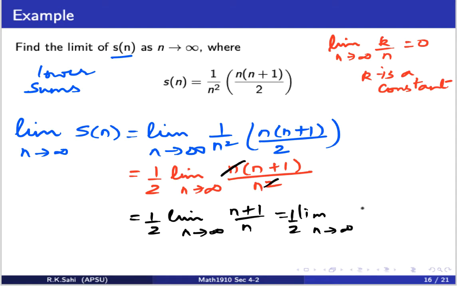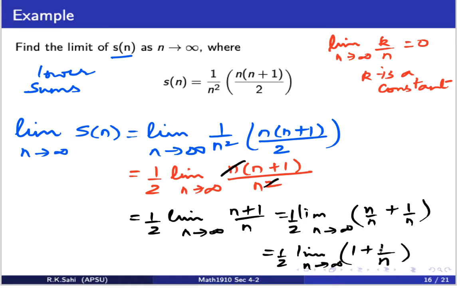Now you can separate the terms. It is n over n plus 1 over n. So what are we getting here? We're getting half, limit as n tends to infinity of 1 plus 1 over n. So what happens when I apply the limit to this expression? This one goes to 0. Remember that? That's what we're doing. This goes to 0. What are we left with? Limit as n tends to infinity of 1, which is basically 1. So what do we get? Half times 1. Final answer, half.